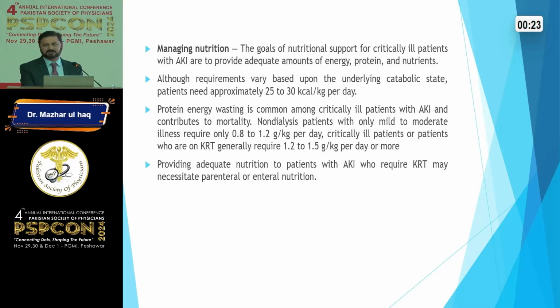This is managing nutrition. This is the most neglected part of the management of AKI, because these patients are usually in a hypercatabolic state, and they need approximately 25 to 30 calories per kg per day. Protein energy wasting is very common in these patients. If the patient has mild to moderate illness, they require 0.8 to 1.2 gram per kg per day of protein. For a critically ill patient on hemodialysis, the requirement increases to 1.2 to 1.5 gram per kg per day or more. It may be in parenteral or enteral form.